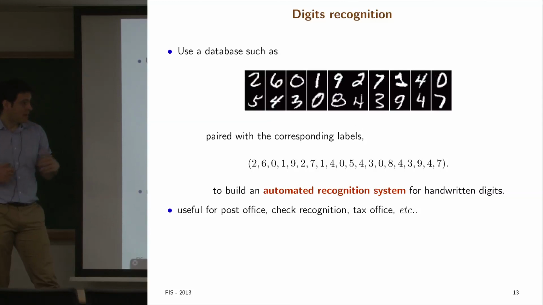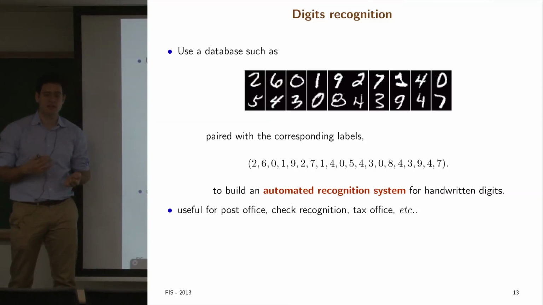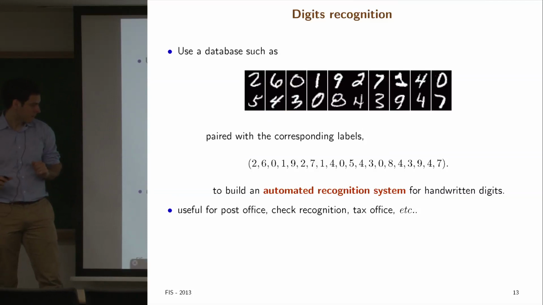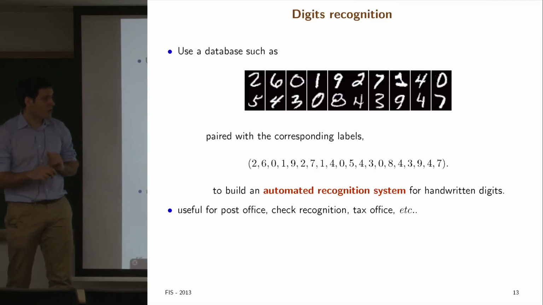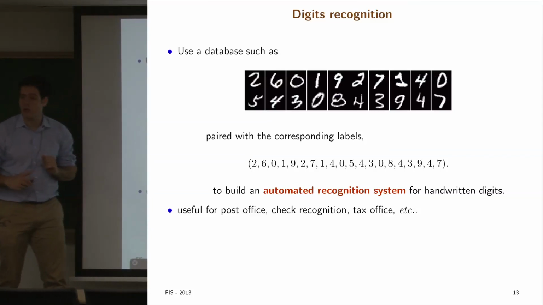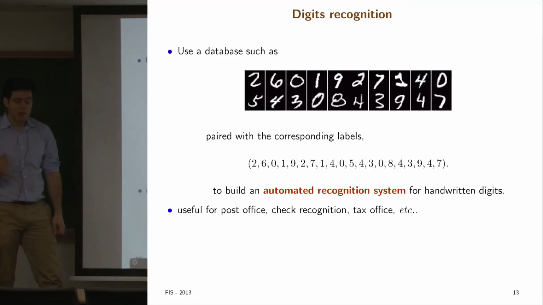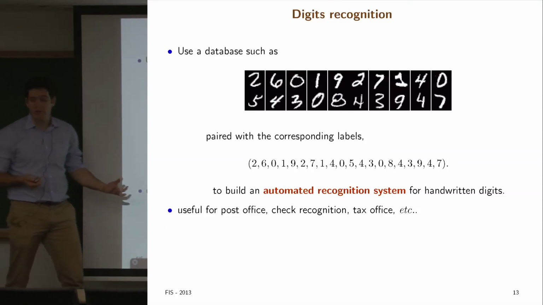So the MNIST database tries to do that. It tries to test classification algorithms by providing 50,000 training images and 10,000 test images. So suppose we know the information for those digits, we know the actual values of each of those digits, and we want to build an automated recognition system. So what would be a recognition system?